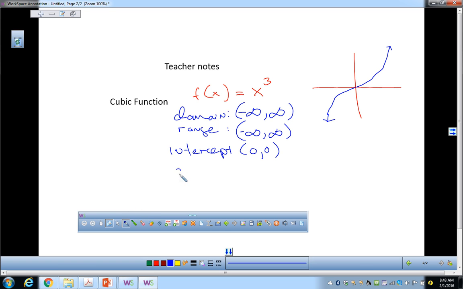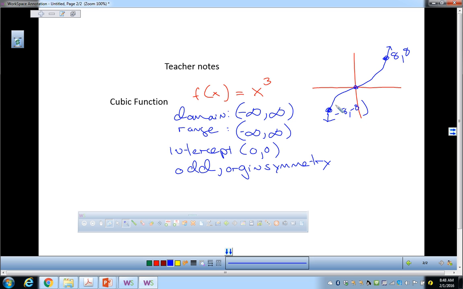It is odd, meaning that if I plug in negative x in here, I get out negative y over here. And it also means it has origin symmetry, or rotational symmetry about the origin. In other words, if this has a point 8, comma 8 over here, then this point over here is going to be negative 8. So if I spin this point around 180 degrees, it's going to end up over there. So that's y equals x cubed.